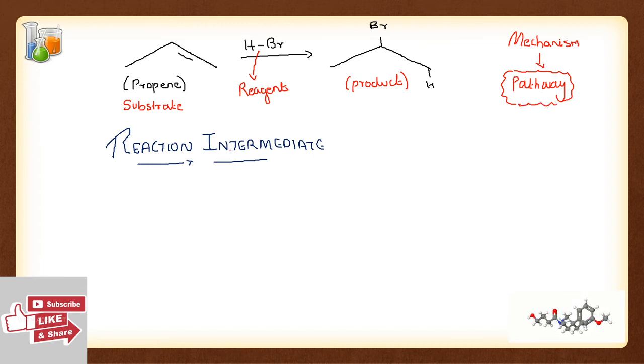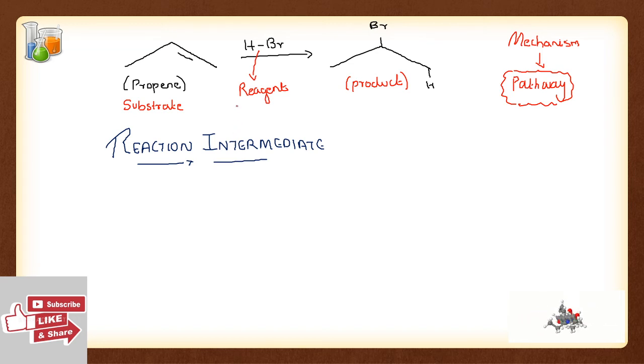Okay, so let us look into the intermediate. Now, intermediate is a self-defining word. You can understand from the word itself that it is something that is formed between the substrate and product. It is not the substrate. It is not the product. Something formed between the substrate and the product is known as the intermediate.